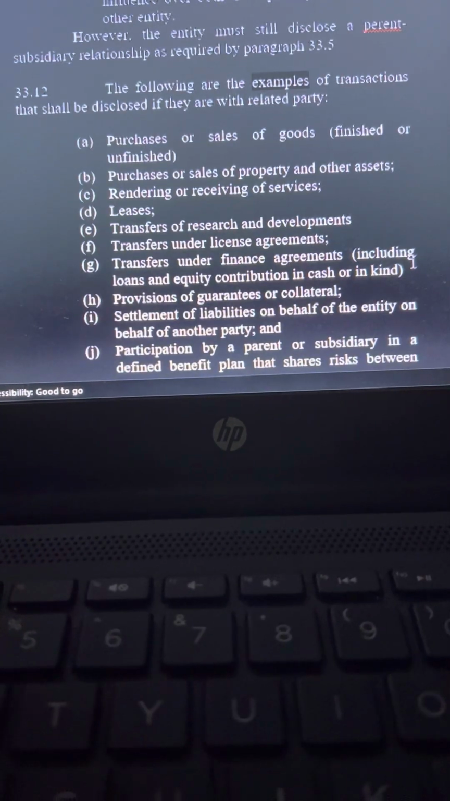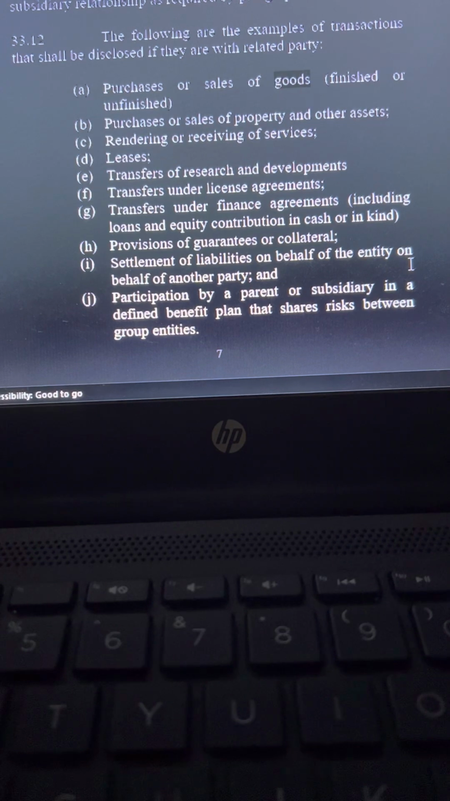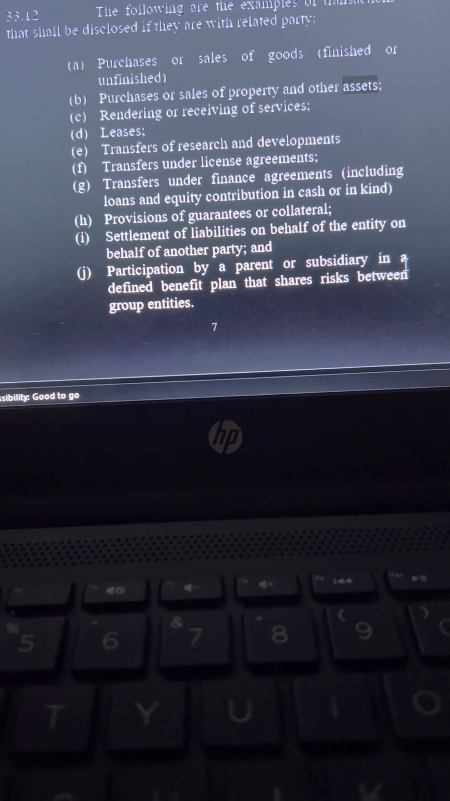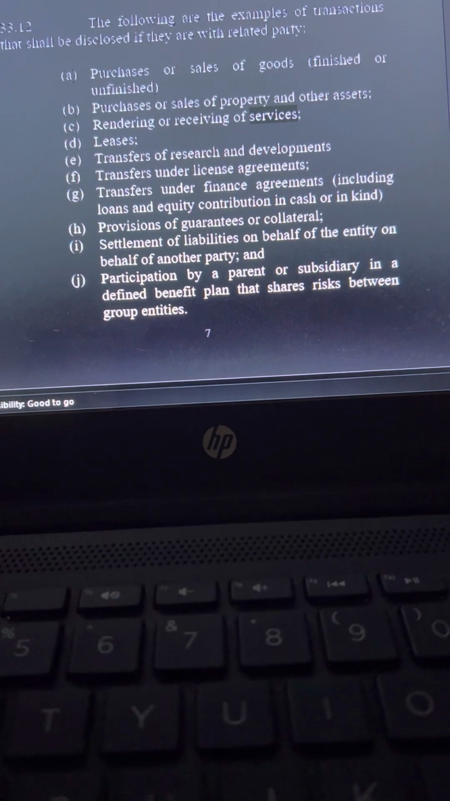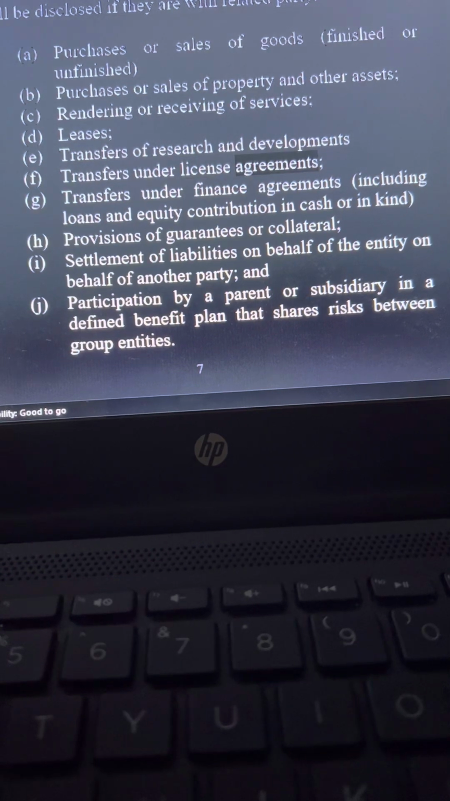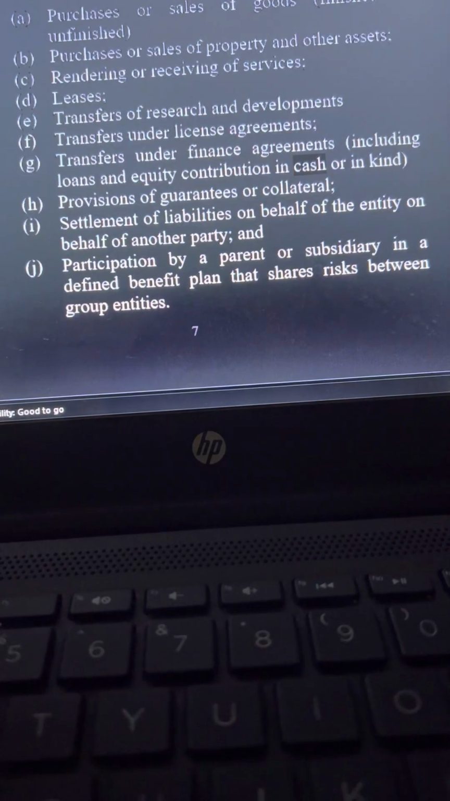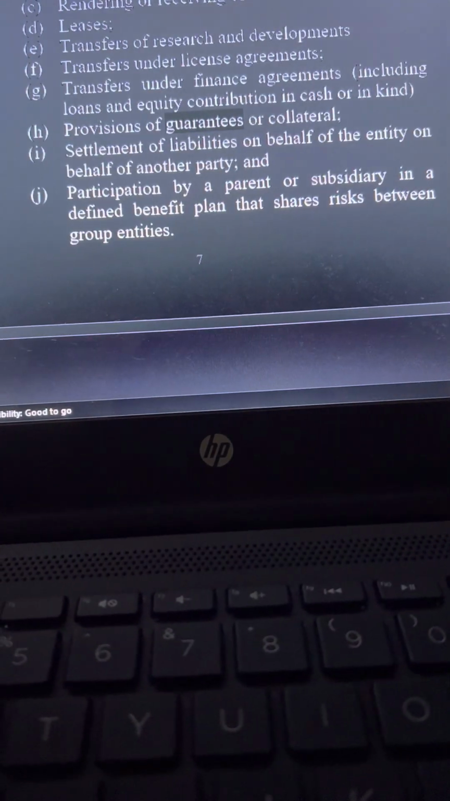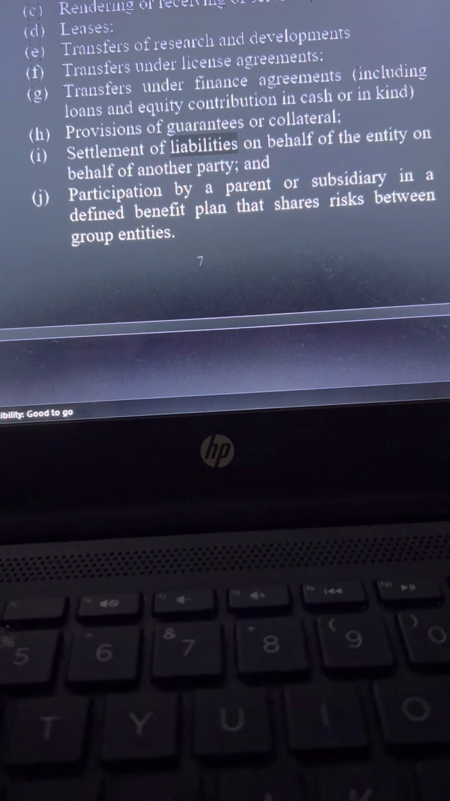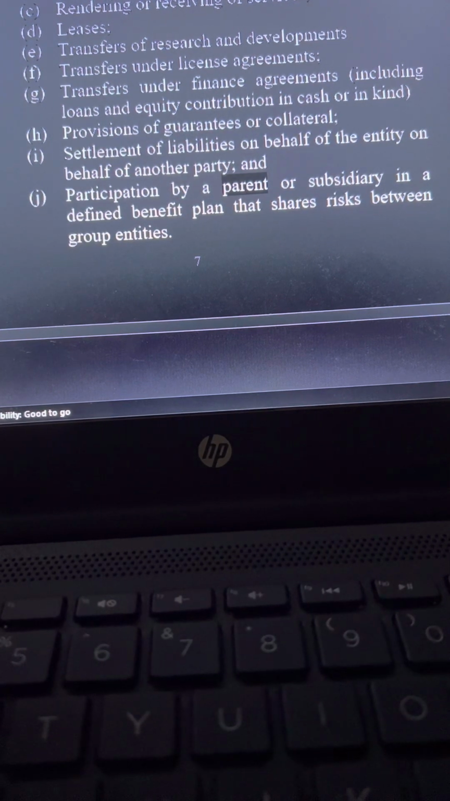33.12 The following are examples of transactions that shall be disclosed if they are with a related party: purchases or sales of goods, finished or unfinished; purchases or sales of property and other assets; rendering or receiving of services; leases; transfers of research and development; transfers under license agreements; transfers under finance agreements, including loans and equity contributions in cash or in kind; provision of guarantees or collateral; settlement of liabilities on behalf of the entity or by the entity on behalf of another party; and participation by a parent or subsidiary in a defined benefit plan that shares risks between group entities.